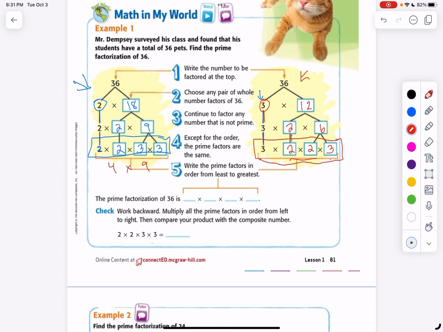So we'll rewrite that down here. The prime factorization of 36 is 2 times 2 times 3 times 3. And here, 2 times 2 times 3 times 3 equals 36.